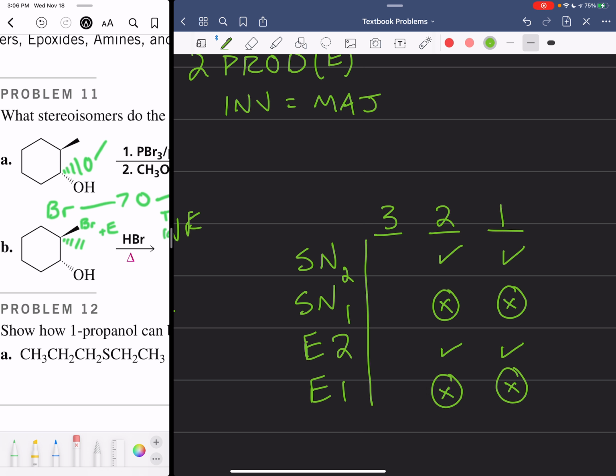Okay, SN2 does not go under tertiary. SN1 and E1 compete. E2 can with a strong base. This goes in a 1, 2, 3 order. This goes in a 3, 2, 1 order. Okay.